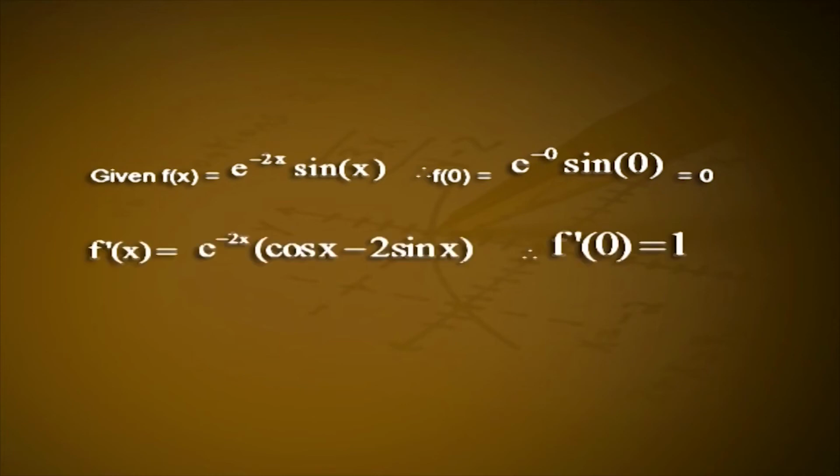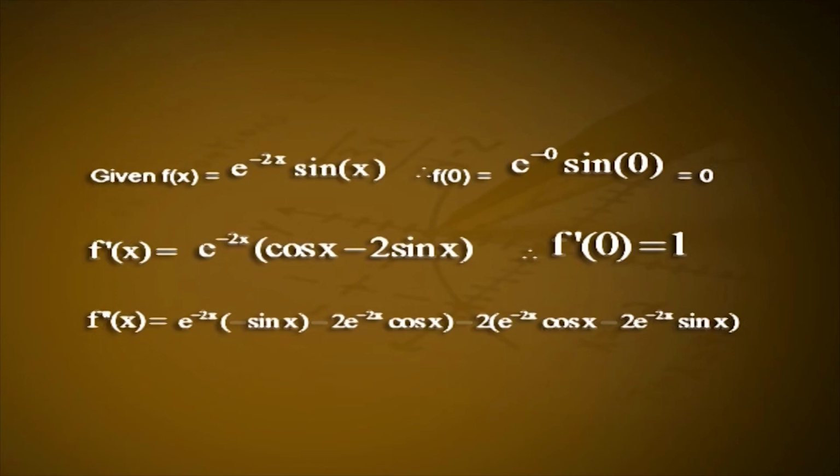Problem number 4. Find the three non-zero terms of the Maclaurin series of e^(-2x) sin x. Solution. Given f(x) = e^(-2x) sin x. Therefore, f(0) = e^(-0) sin 0 = 0. f'(x) = e^(-2x)(cos x - 2 sin x). Therefore, f'(0) = 1.